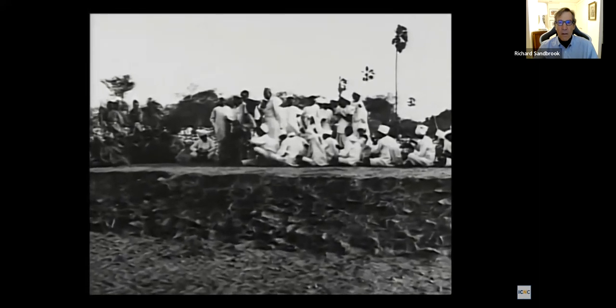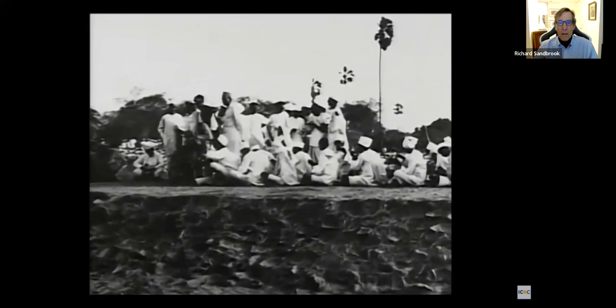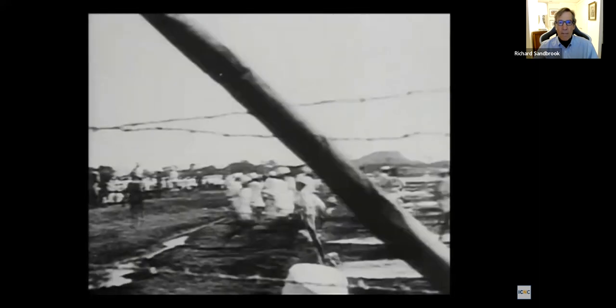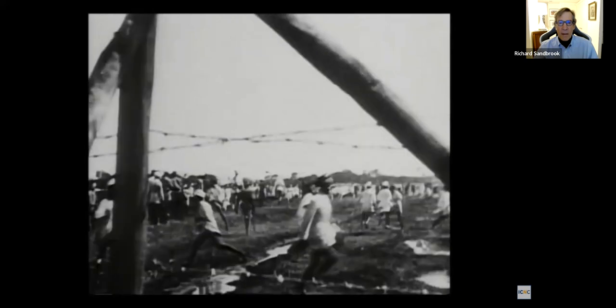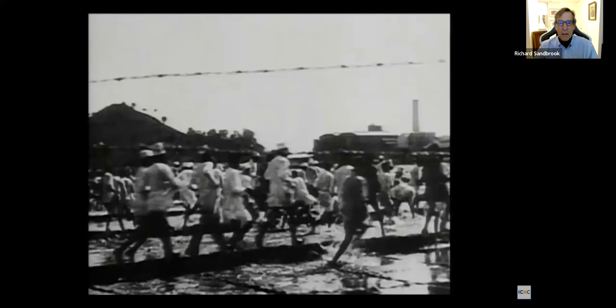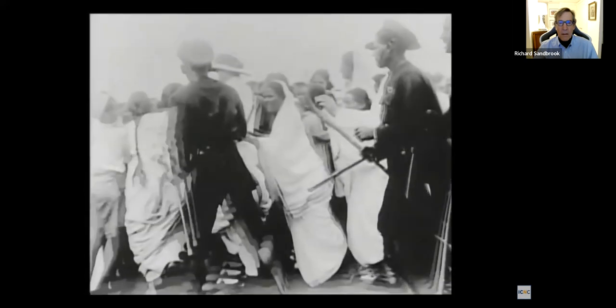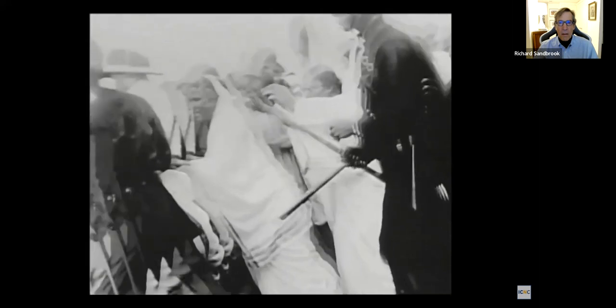After 10 days of skirmishing, 2,500 demonstrators confront the guards head on. Police attack the Satyagrahis with steel-tipped clubs called lathis.